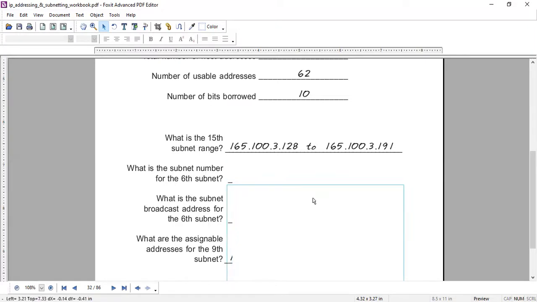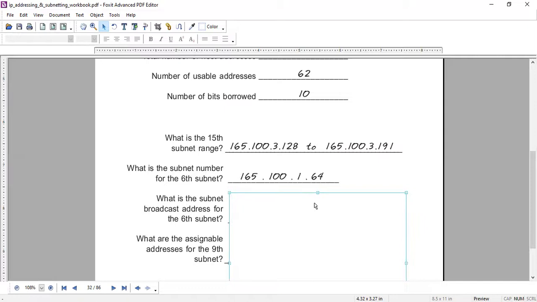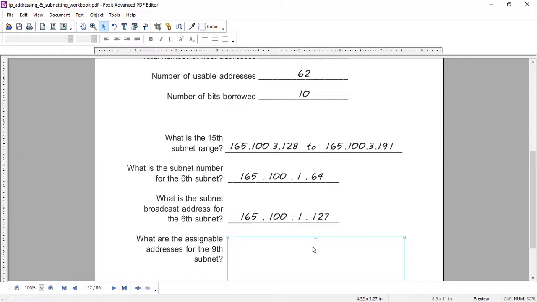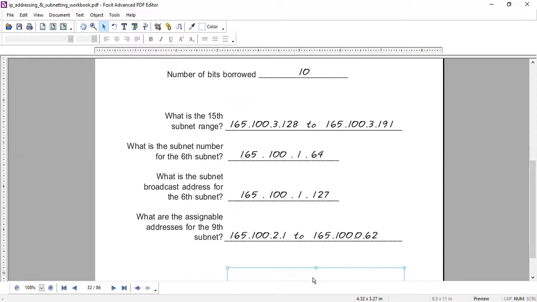Yes, sir. Okay, then the 6th subnet: network address 165.100.1.64, then broadcast address 165.100.1.127. The 9th subnet: 165.100.2.1 to 165.100.0.62. Everything is correct? Yes, sir. Okay, and we'll go to another type of question.